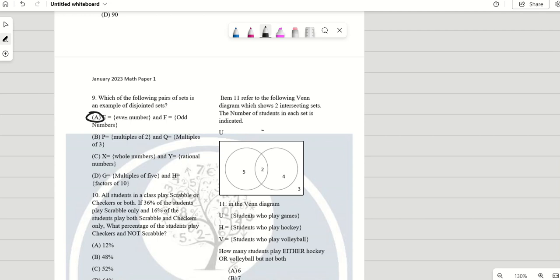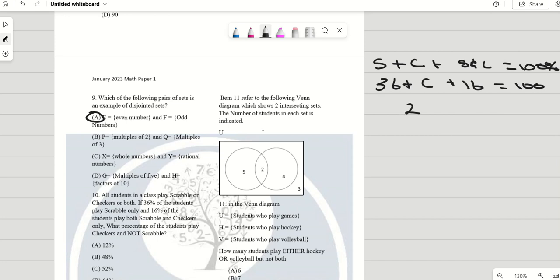Meaning checkers only. So if we say Scrabble only plus checkers only plus the students who did both Scrabble and checkers, this is going to be equal to 100%. This is for number 10, guys. Scrabble only is 36. We don't know how much is checkers only. That's what we're trying to find. Plus, the students who did both is 16, equals 100. So 36 plus 16 is 52, plus C is equal to 100. That is 48. So the answer is B, 48.